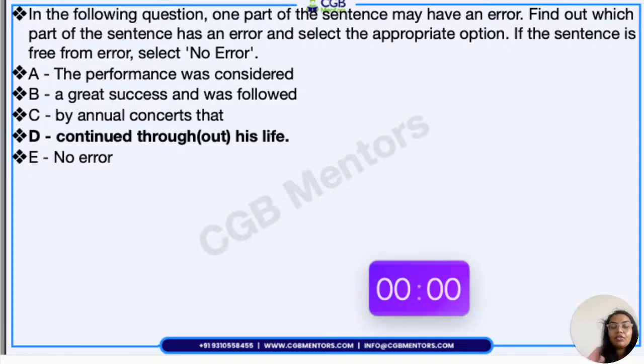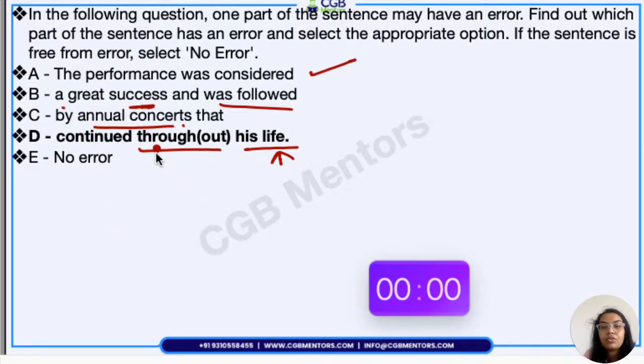Answer it here, guys. It would be good if you can answer here. Just don't keep it in your mind and heart wherever you are. So the performance was considered a great success and was followed by annual concerts that continued throughout his life. Throughout means right from the first point till the last point of something. Throughout gives you that meaning. It is a preposition. To means going through, which is not the meaning.